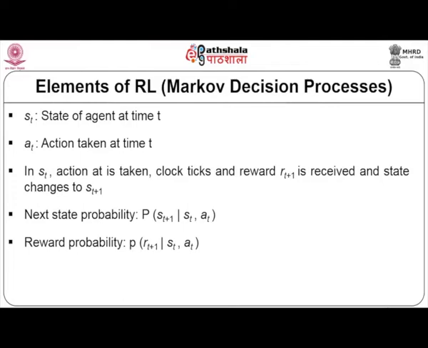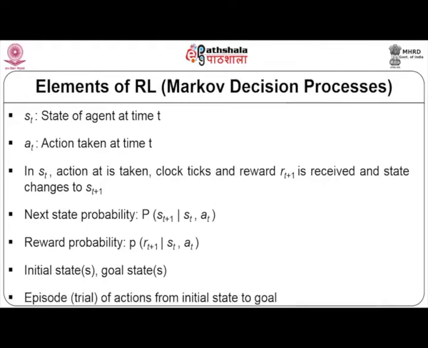So, you are in a state, you are taking an action. Given the state and action, what is the probability of transitioning to S t plus 1, that is the state probability. Given a state and an action at time t, what is the probability of receiving a reward at t plus 1 is what is called the reward probability. You have initial states and goal states. The episode is a trial of actions from the initial state to the goal. So, the term episode is nothing but a series of actions from initial to goal.